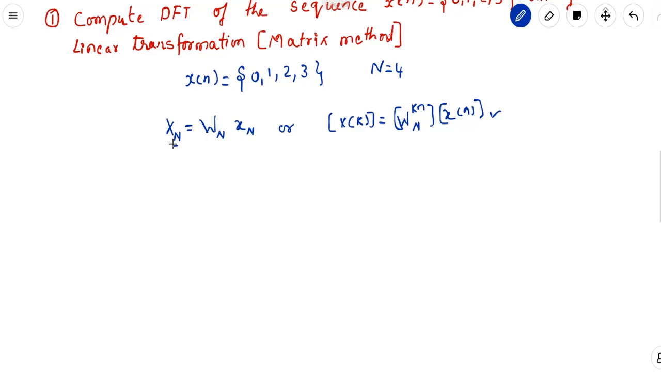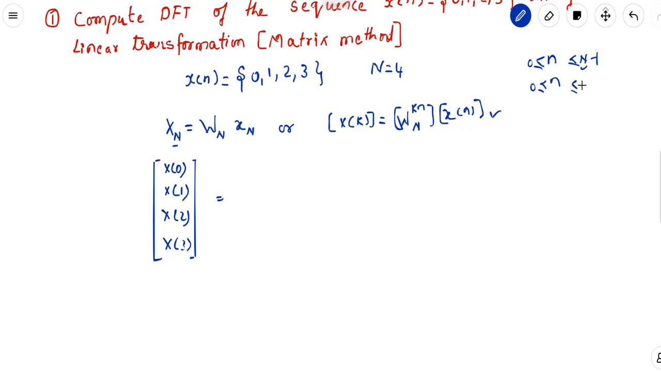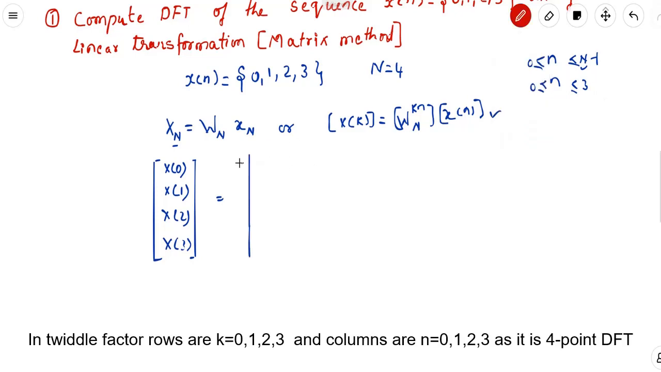In the last video we have seen this. So how do we write it? N is equal to 4. If I represent this in matrix form, this is x of 0, x of 1, x of 2, x of 3. Now for the twiddle factor, see how I got 0 to 3: the range of n is greater than or equal to 0 and less than or equal to N minus 1, that is 0 to 3. So here also 0, 1, 2, 3.